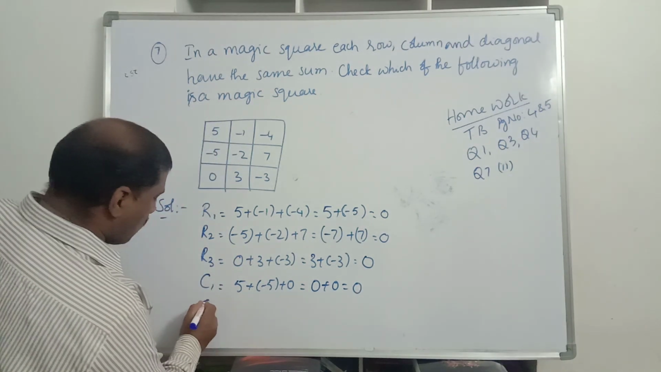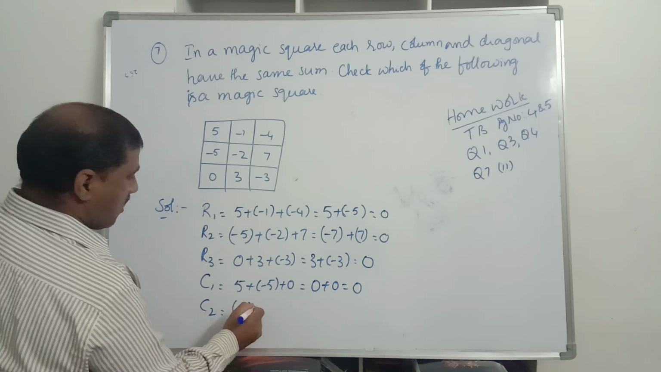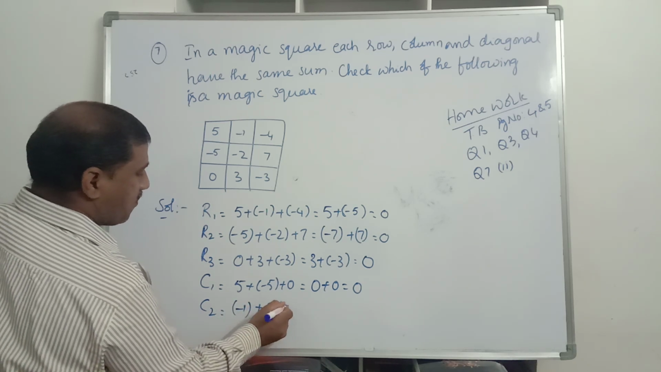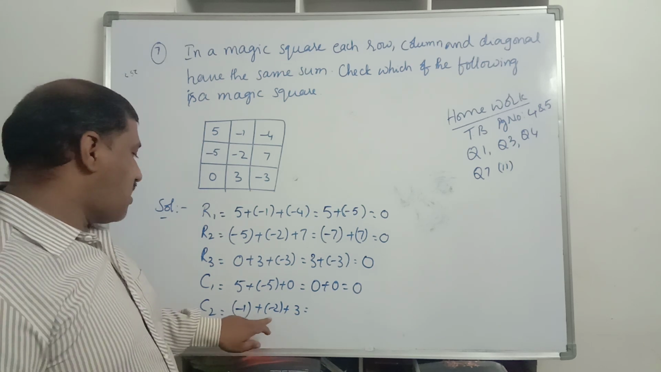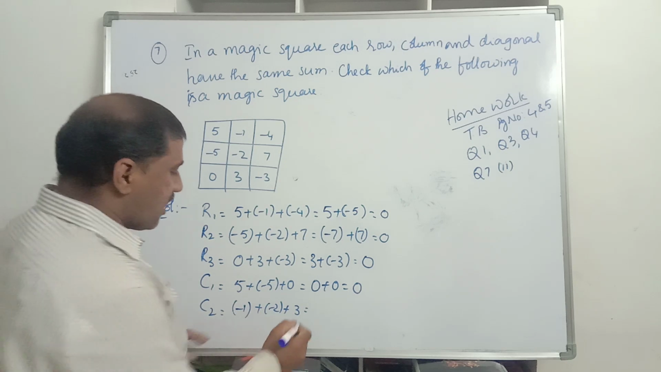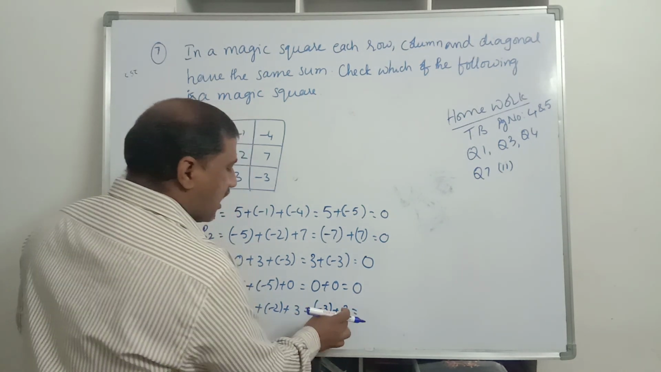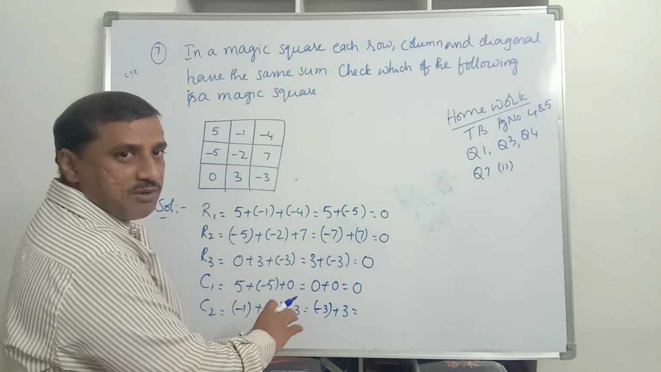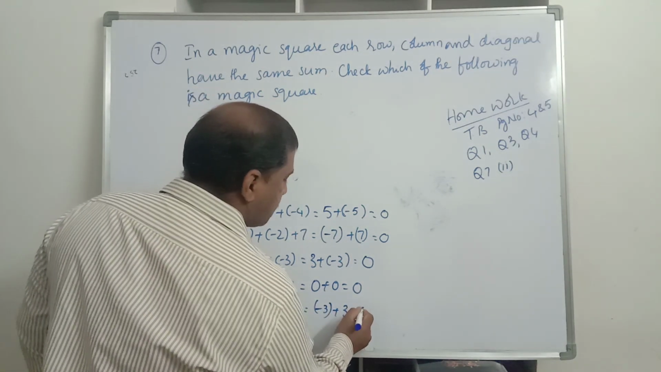Next, C2, column 2. Column 2 is -1 plus (-2) plus 3. So two negative integers are there. -1, -2. Add both the negative integers. We will get -3. -3 plus 3 is numbers with a different sign, positive and negative. So what to do? Subtract the numbers. 3 minus 3 is 0.